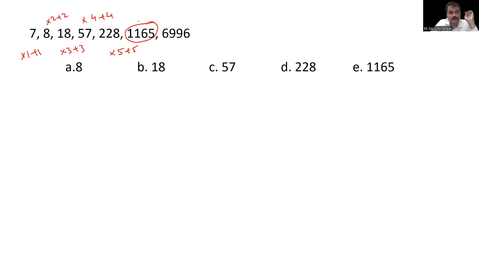57 into 4 plus 4. What happened? That is equal to 57 into 4, that is equal to 228. What is the plus 4? That is equal to 232. But here 228 is there.